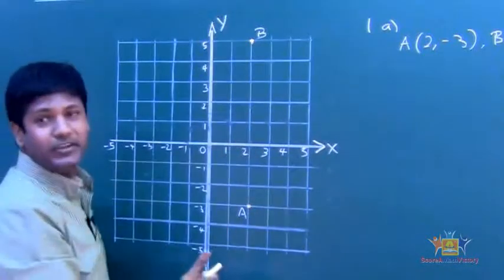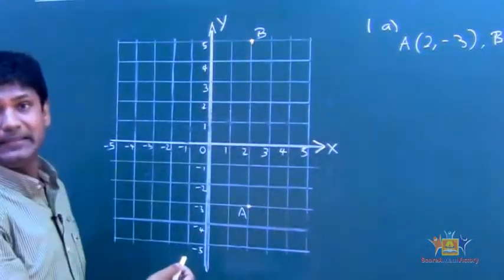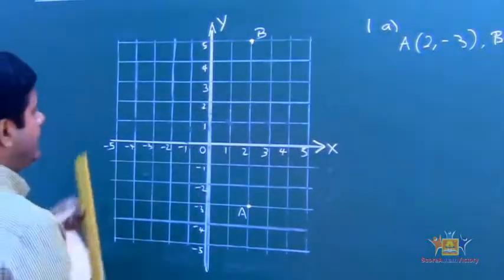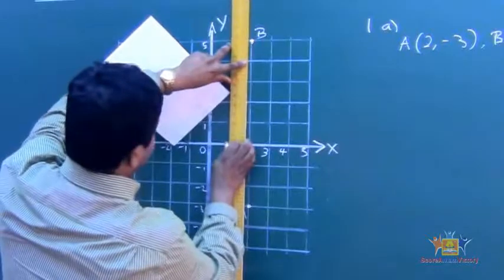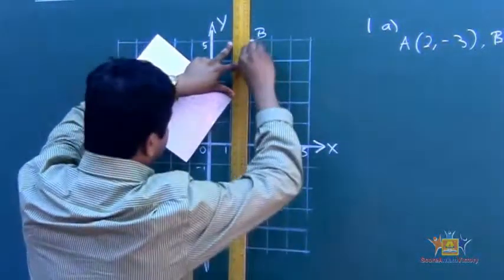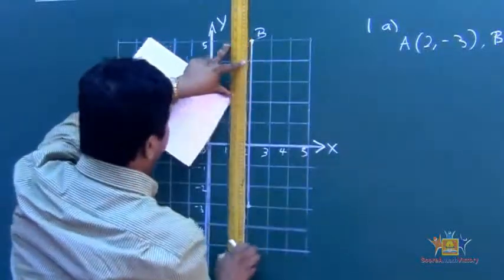It's a vertical line. So that means what? We can find the distance from A to B. All right? So let's get the straight edge and then draw a straight line. All right? So we're going to find the midpoint from A to B. So for a vertical line, to find the midpoint, it's very easy.